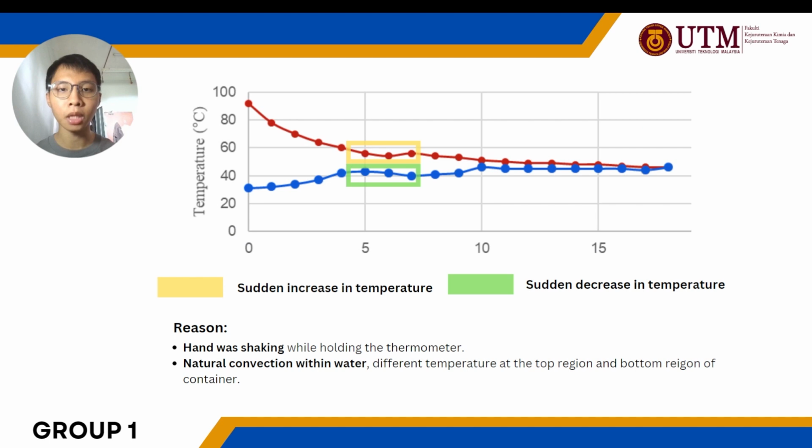Based on the graph, there is an abnormal plot. The yellow box shows a sudden increase in temperature of hot water and the green box shows a sudden decrease in temperature for cold water. The reason this scenario occurred is because our hand was shaking while holding the thermometer during the experiment. According to natural convection within the water, the temperature at the top and bottom regions is different. That's why we obtain an abnormal plot for the temperature change.